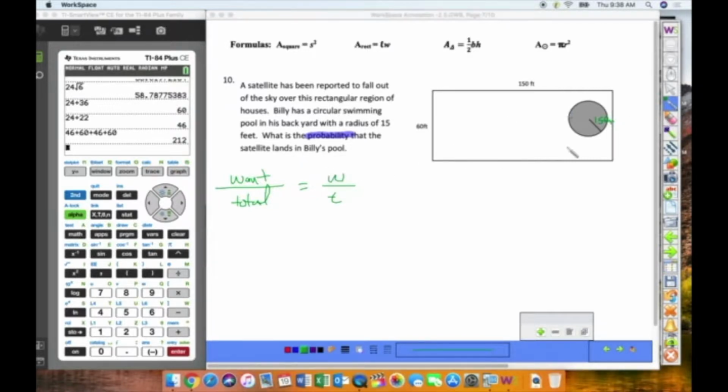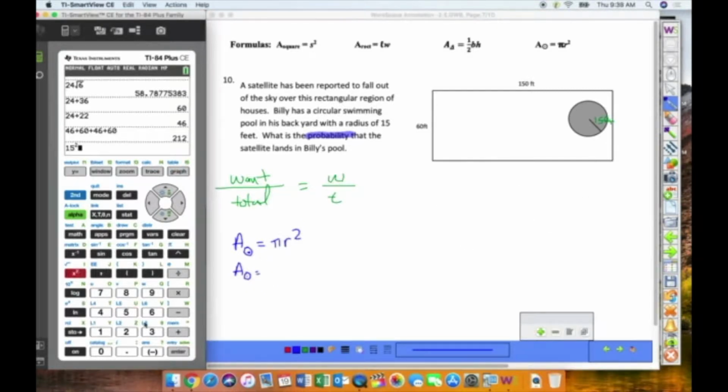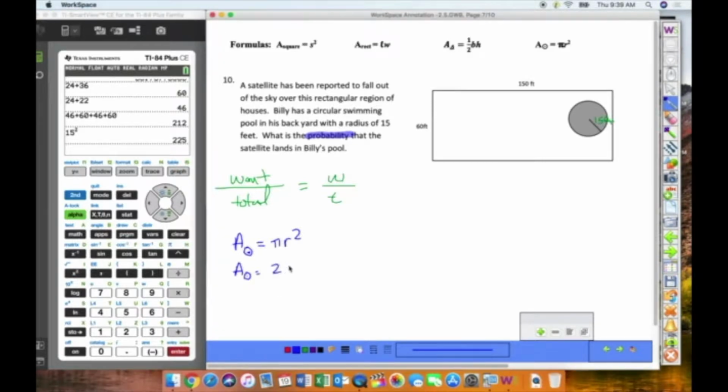So the satellite is going to land in an area. We need to find the area of these shapes. So we're going to go off to the side, and we've got the area of the circle. The area of the circle will be pi r squared, and the radius is 15, so 15 squared, we should know that, is 225. And I'm going to keep it exact, 225 pi. I'm not going to approximate until we're all done. So always keep everything exact until we're ready to give our final answer.